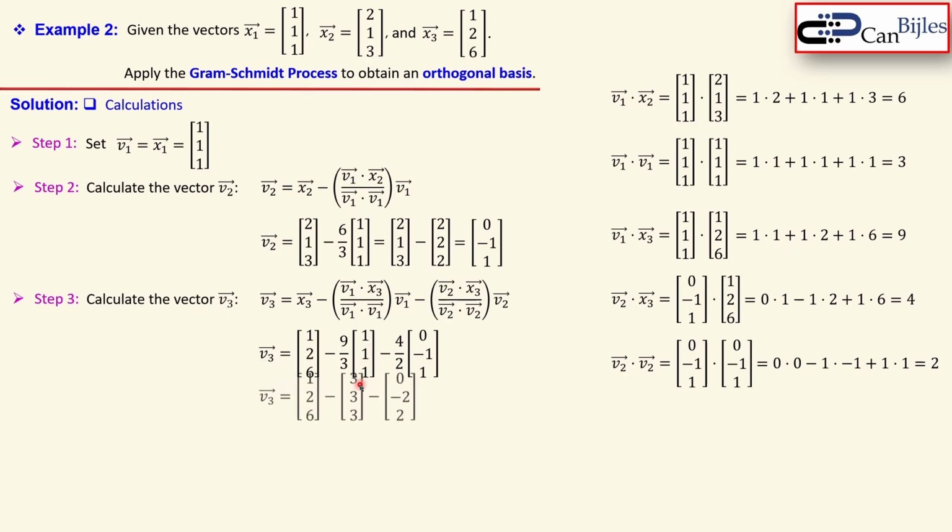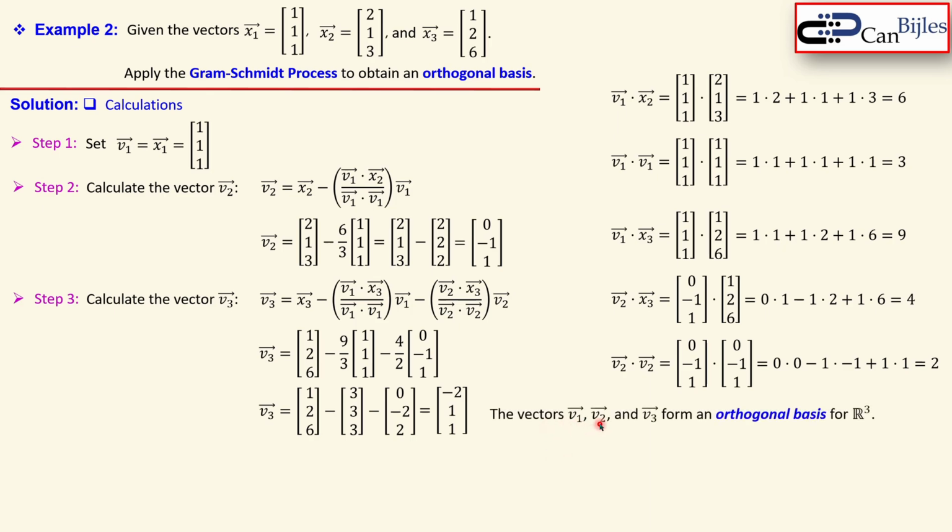Now we can simplify this by doing 3 times these 3 values and 2 times these 3 values in the vector. Now we need to do the vector subtraction, so 1 minus 3 minus 0, that will then add up to minus 2, 2 minus 3 minus minus 2, which is then 1, 6 minus 3 minus 2, it will be then 1. So you actually go in the row subtraction. So we have our v3 also. So we have now the v1, v2 and v3, which form an orthogonal basis in this 3D.